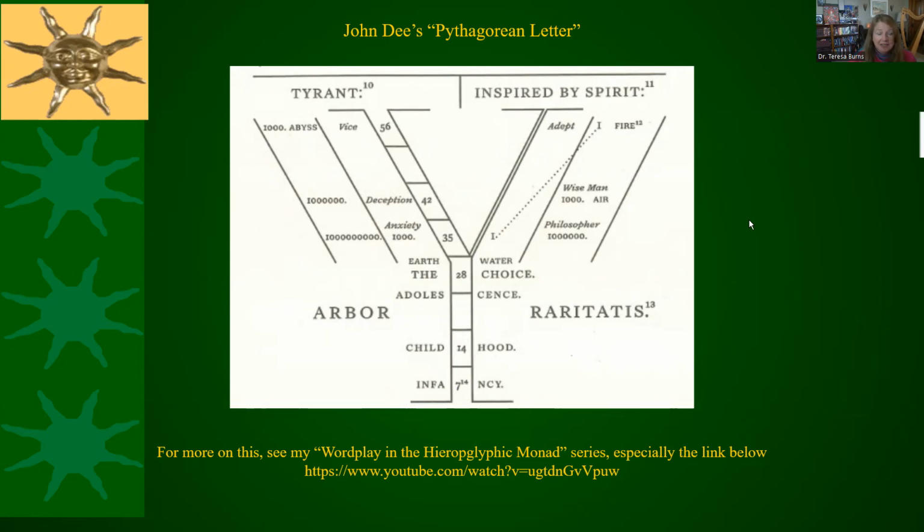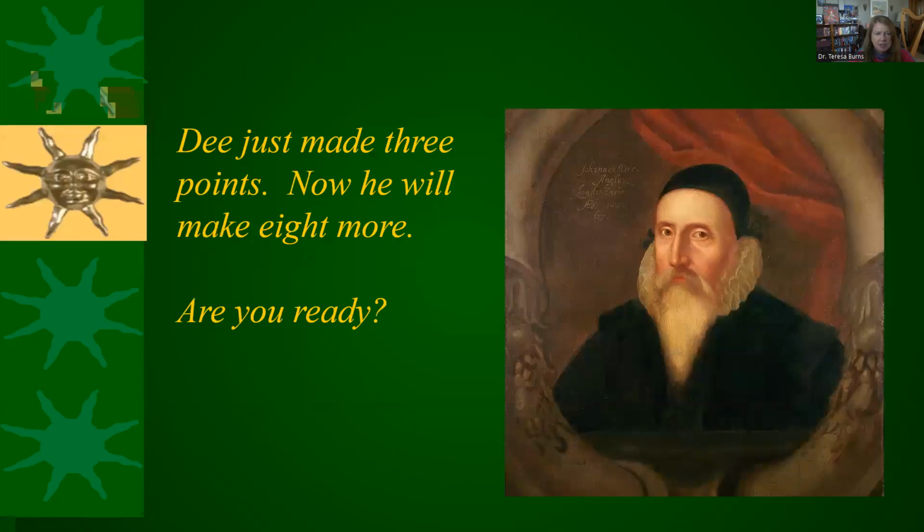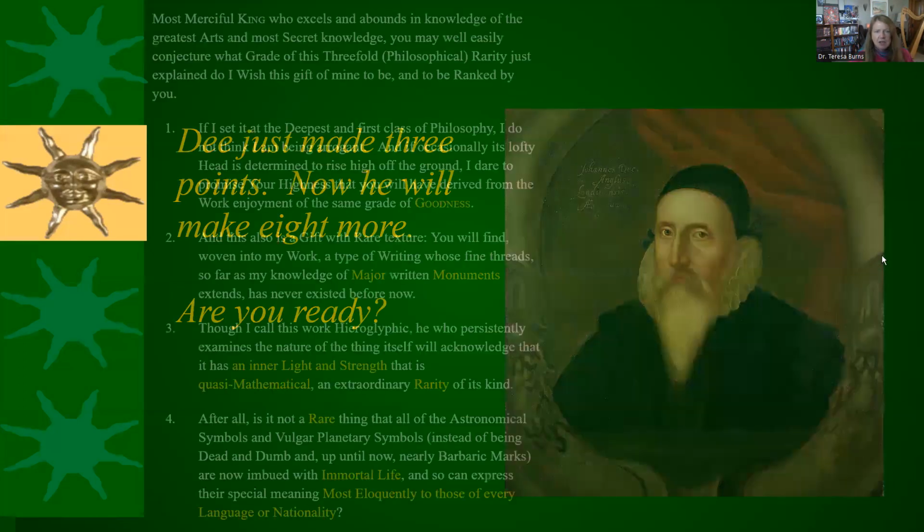Usually you don't see, in fact, nowhere else do you see a Pythagorean letter that is divided up like this. Sometimes people think it's called that because of its similarity to the ancient Greek upsilon, but again, more in my other video. So Dee just made 3 points. He's about to make 8 more. Are you ready? If you're not, there's no shame in pausing this video, getting some water, and coming back, but I'm going to keep going.